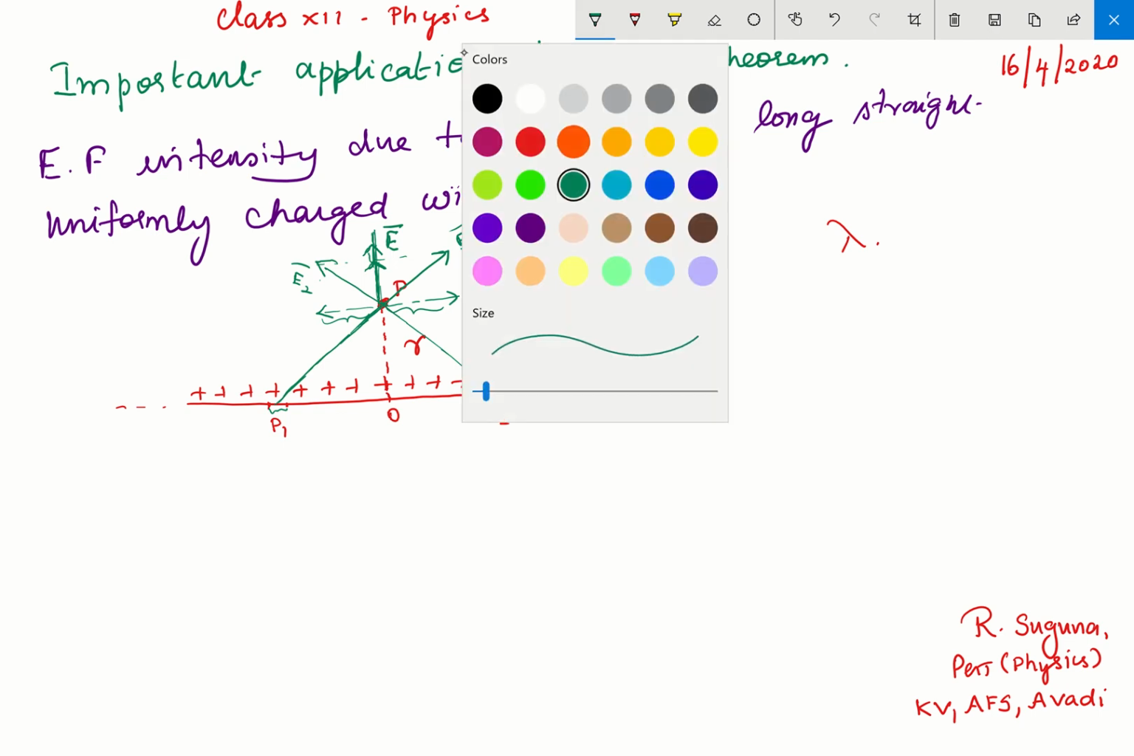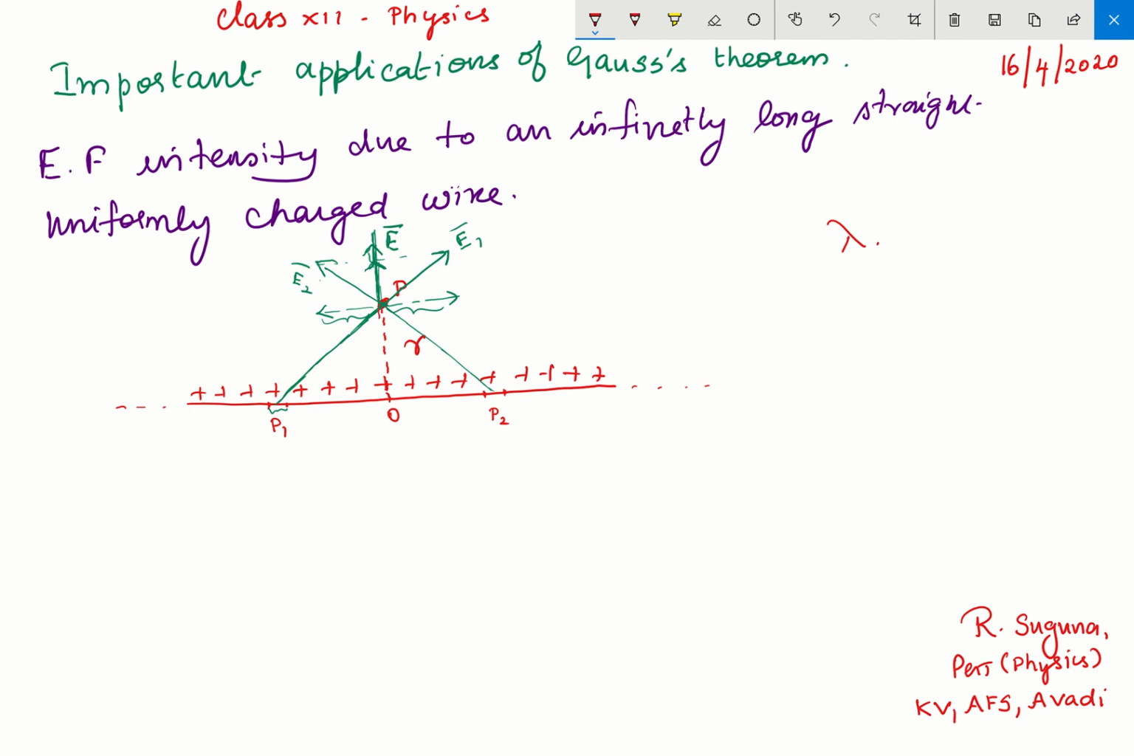Therefore, if you take two elements like this, symmetrically opposite in both directions of O, because it's an infinitely long wire, then if I take two like that, the net electric field will always be outward, radially outward, along the normal. Whether you take here and here, the electric field direction will be only outward, normal to the line.